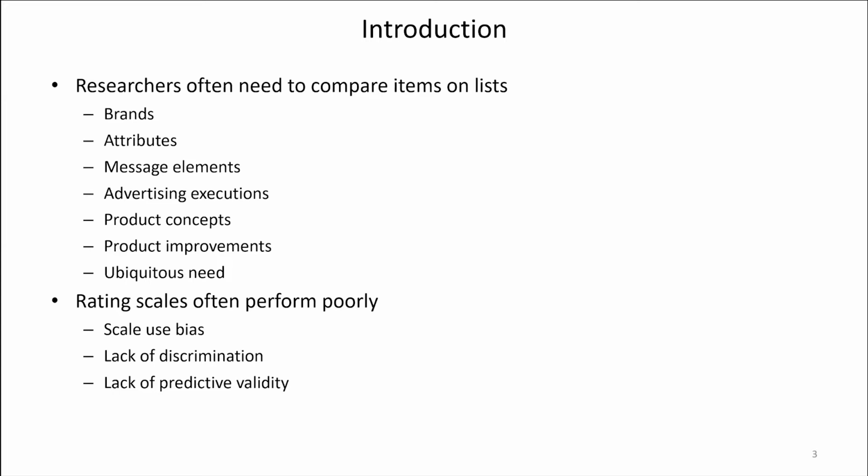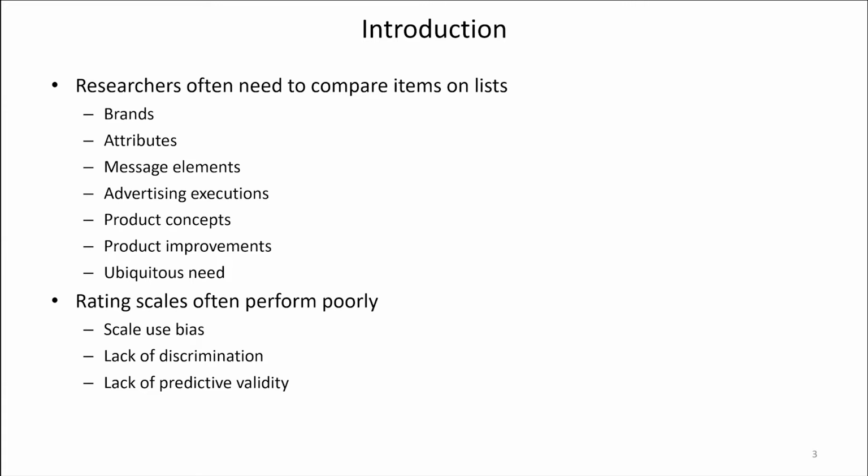In short, this need to compare items is extremely common. It's a problem that almost all of us face. And we know that rating scales perform poorly. Different people use rating scales in different ways. Although they look like they have objective meaning anchors, they typically don't. What's the difference between agreeing and strongly agreeing? Well, that might be different for me than it is for you.